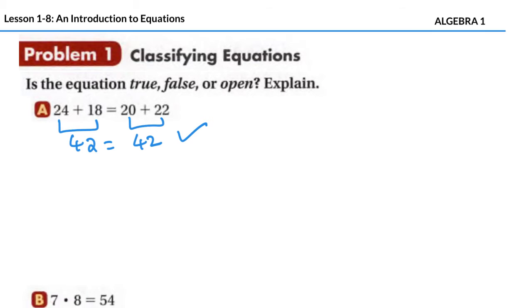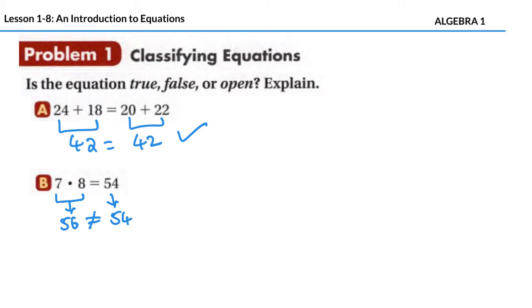Let's try another. 7 times 8 is equal to 54. Is this a true or a false equation? 7 times 8 is 56. And this side of the equal sign is 54, which is not equal. So this is a false equation.